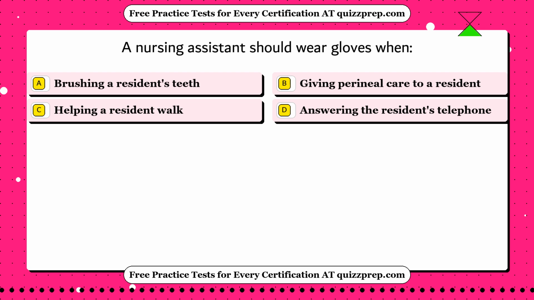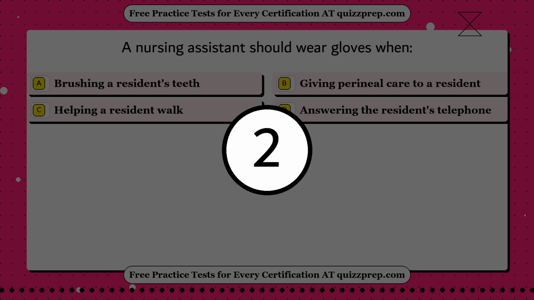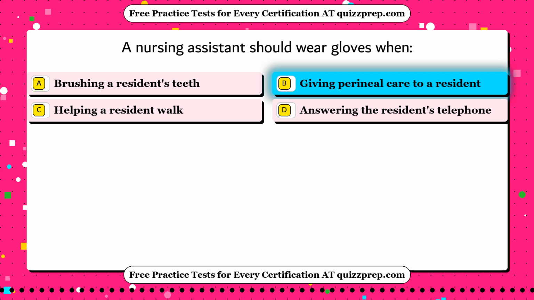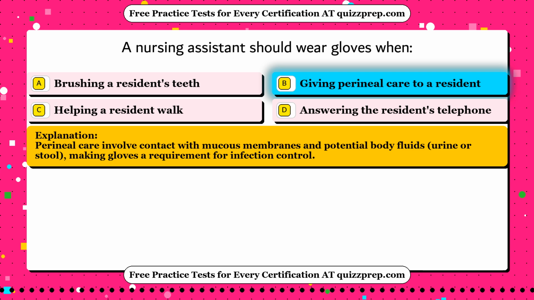Question 33. A nursing assistant should wear gloves when: Option A, brushing a resident's teeth. Option B, giving perineal care to a resident. Option C, helping a resident walk. Option D, answering the resident's telephone. The correct answer is option B, giving perineal care to a resident. Perineal care involves contact with mucous membranes and potential body fluids, urine or stool, making gloves a requirement for infection control.